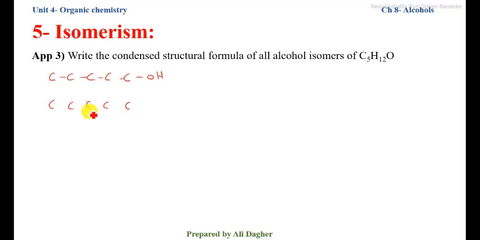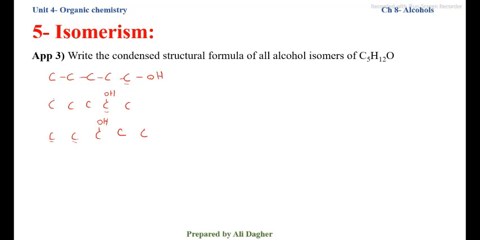we keep the carbon chain of five, but we change the position of OH. We put OH on carbon number two. Third possibility, also we keep the carbon chain, but we change the position of hydroxyl group. We put it now on carbon number three. If we put OH on carbon number four, it becomes carbon number two, the same as this isomer. And if we put it on carbon number five, it is the same as this carbon, it becomes carbon number one. Then the chain of five has only three isomers.